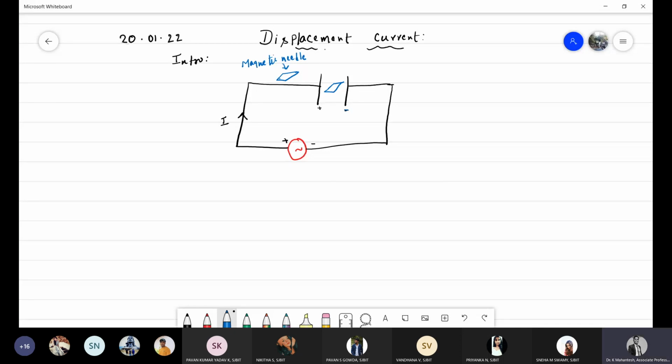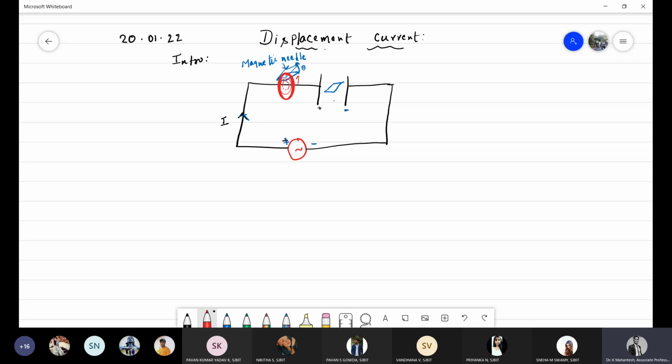This has already been discussed in the class a long time ago. So now I place this magnetic needle, and when there is an AC source and the current is passed, you could see the deflection of the magnetic needle. Let us say it is deflected with some angle theta. This is acceptable. Why? Because I could see the magnetic field here, which caused the displacement of the magnetic needle.